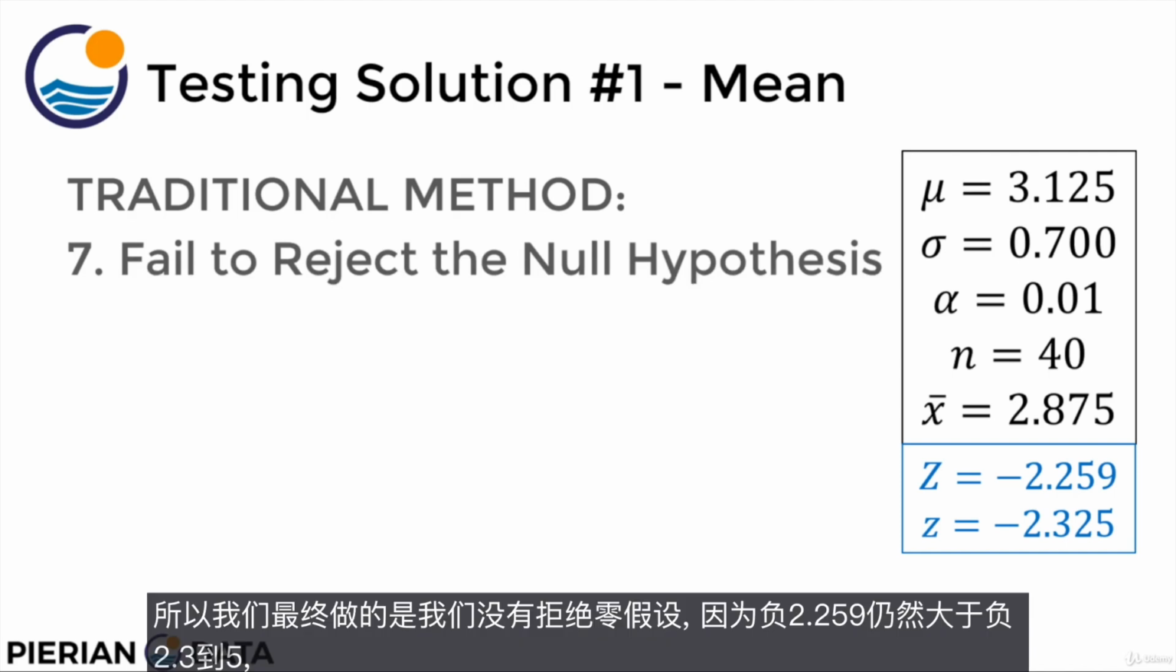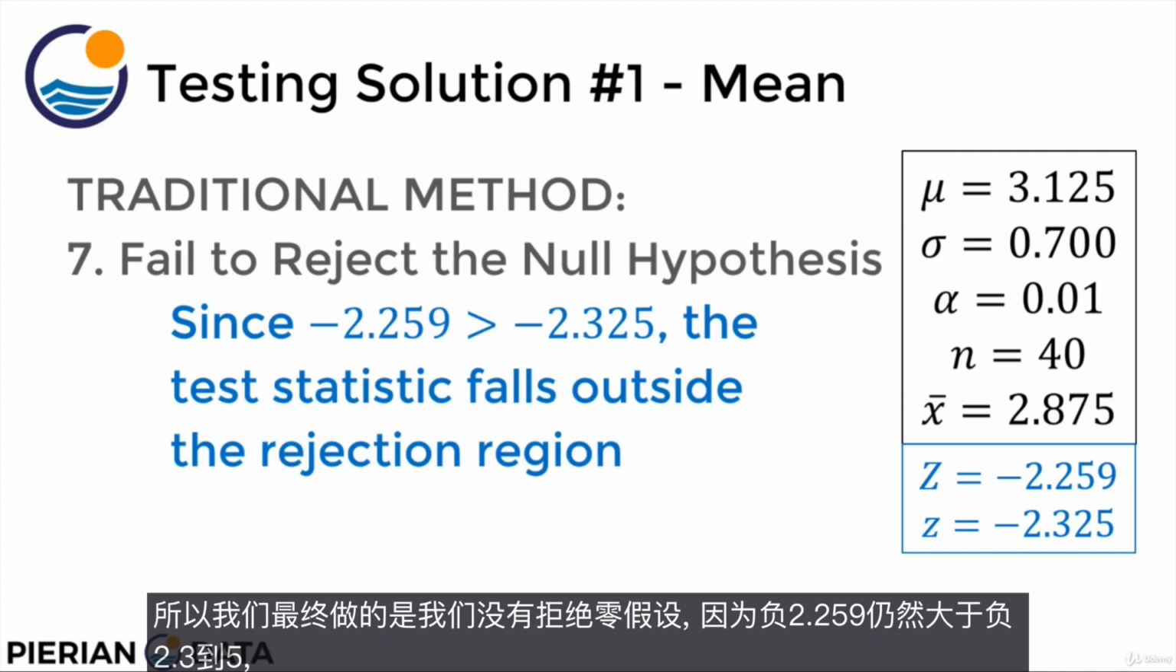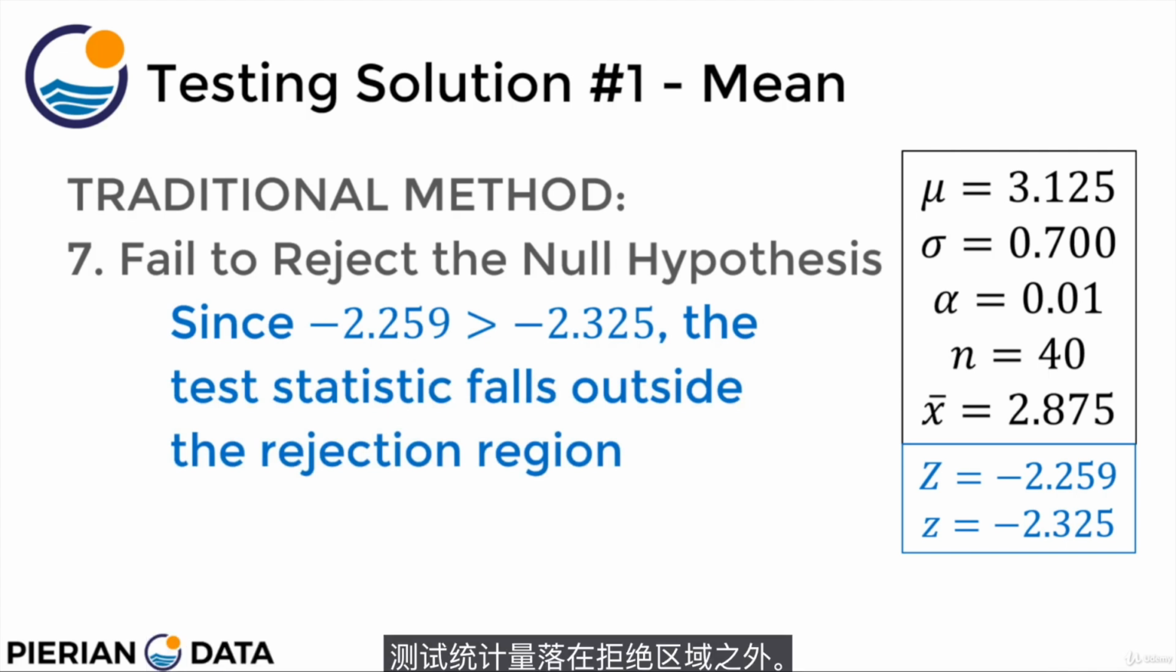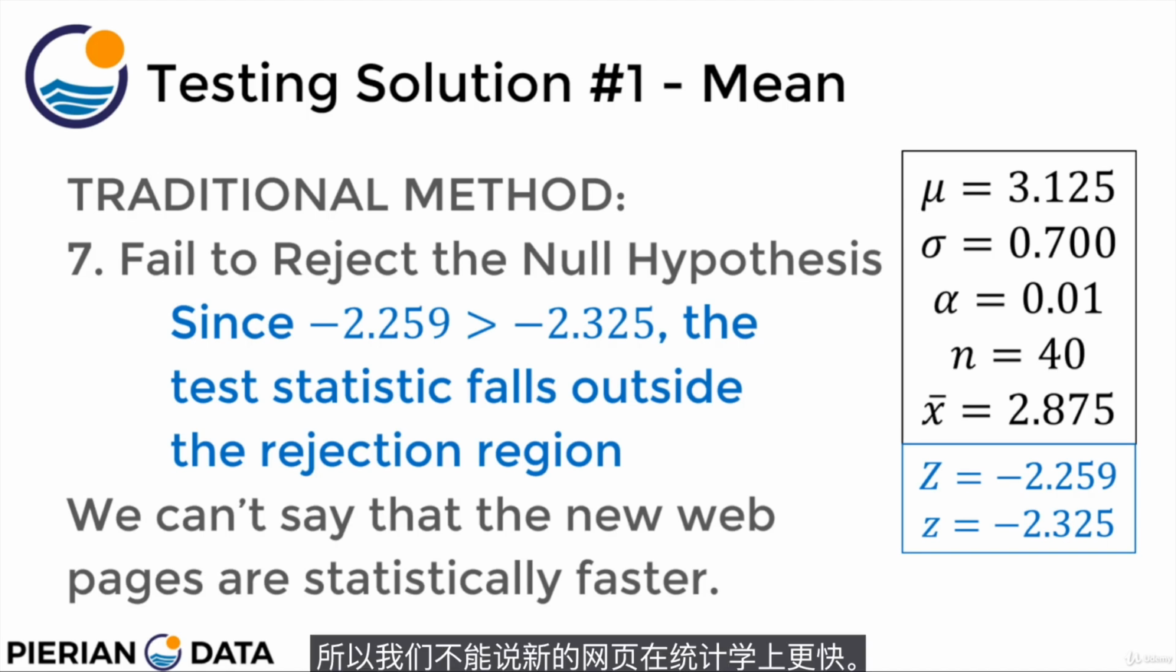So what we end up doing is we fail to reject the null hypothesis. Since negative 2.259 is still greater than negative 2.325, the test statistic falls outside the rejection region. So we can't actually say that the new web pages are statistically faster.